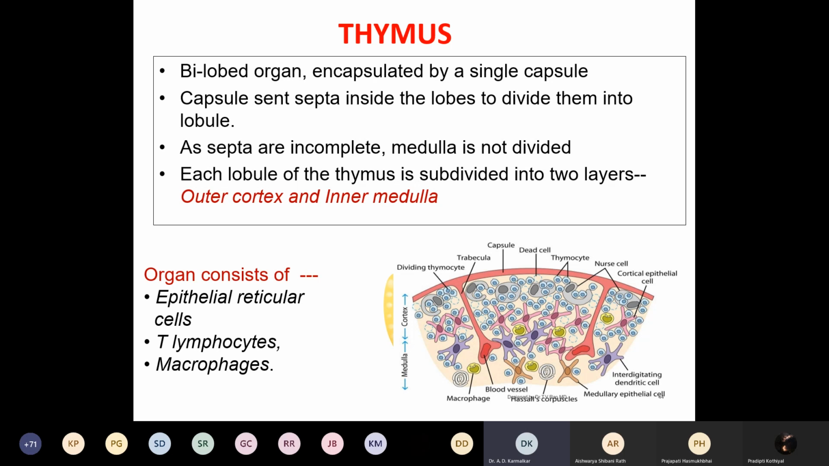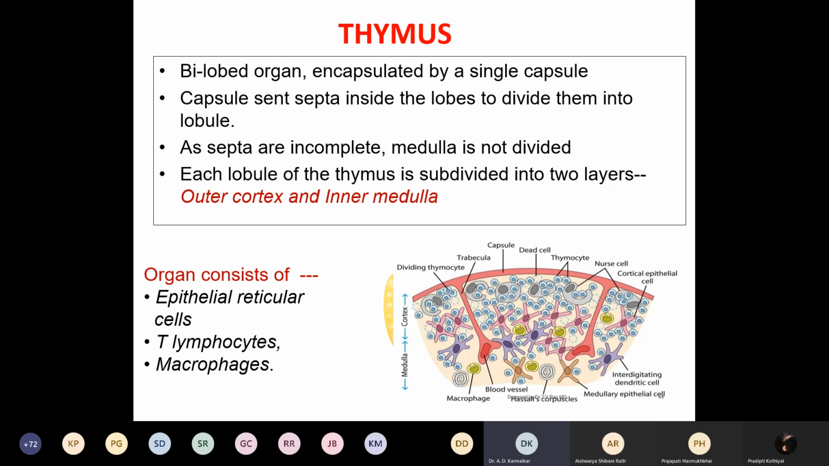When you see the section, it looks quite different. Okay, so they are looking at the medulla as a separate part. So this is a real picture of what we see under the microscope. So here the medulla is continuous with the lobule nearby. Okay. Now, if you consider one lobule, it has an outer cortex and an inner medulla. Okay.